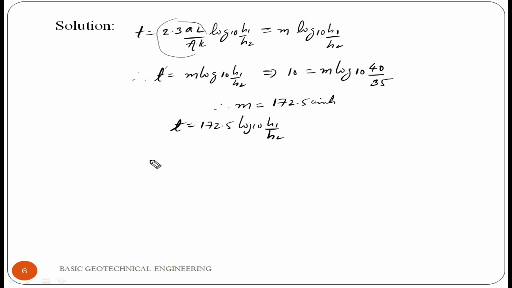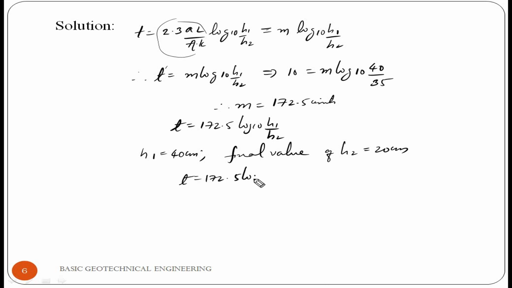Now let the time interval required for the head to drop from the initial value of H1, 40 cm, to the final value of H2, that is H1 was 40 cm and the final value of H2 is equal to 20 cm, be T minutes. So now T is equal to 172.5 log to the base 10 40 divided by 20. So here T is equal to 51.9 minutes.